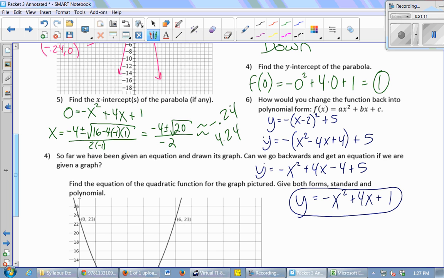So you can always check. If I ask you to put something in standard form, once you're done, multiply it back out and make sure you got what you started with.